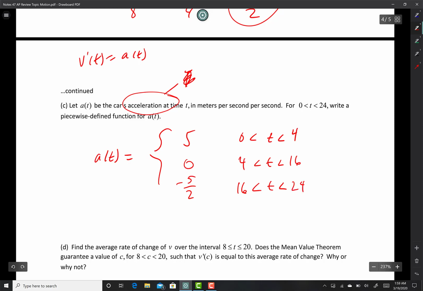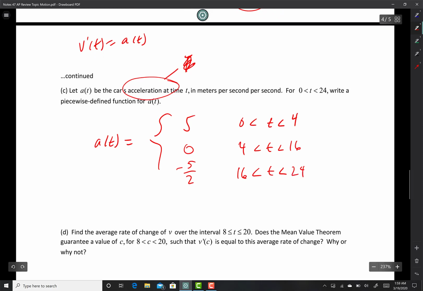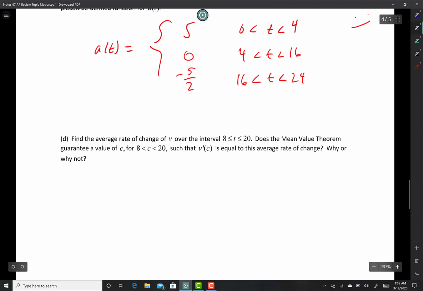Okay? And I think that's it. So I think they're being kind of nice to us here. Nothing crazy there. All right, it says find the average rate of change of velocity. So this is really saying find the average acceleration over the time interval 8 to 20.